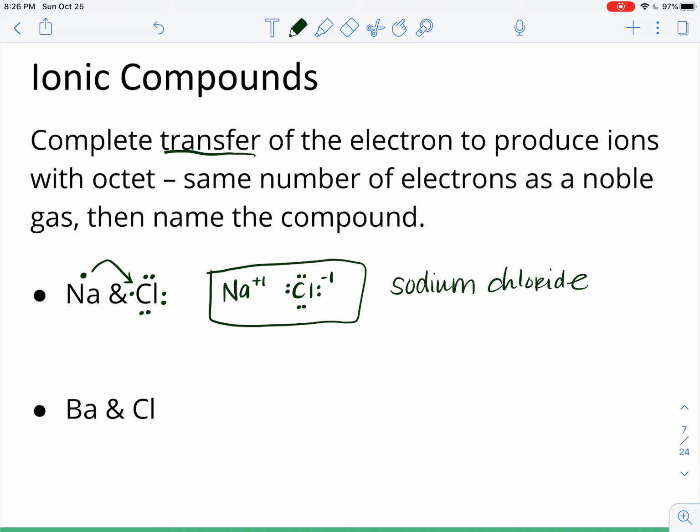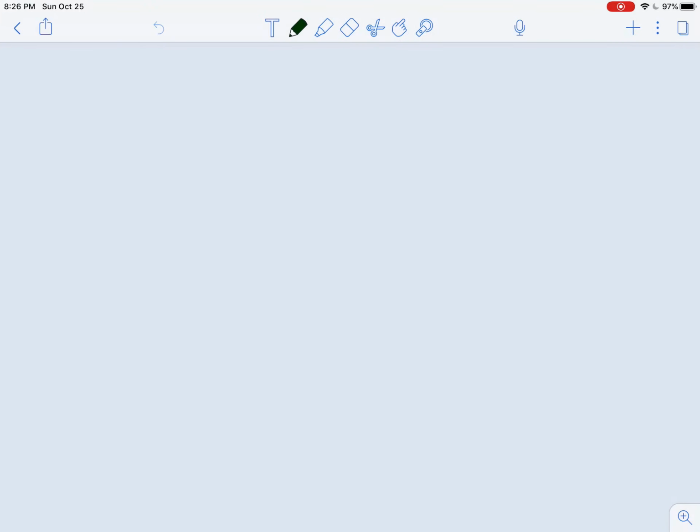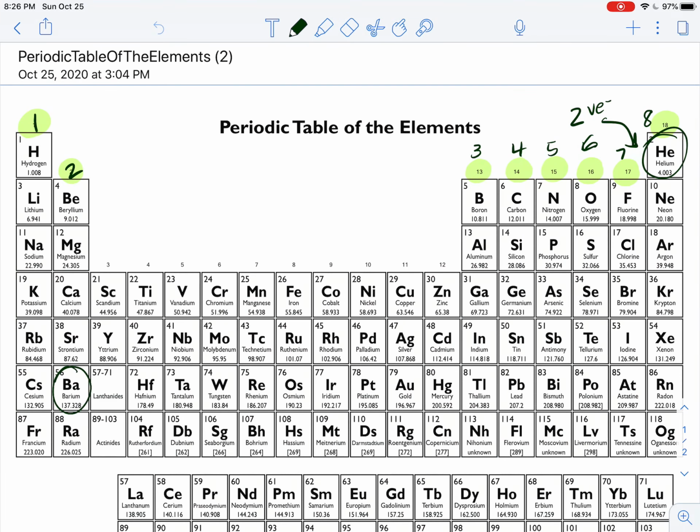All right, now the next compound. So we have barium and chlorine. So we're going to go ahead and draw our valence dots. So barium, just want to double check where that is on the periodic table. All right, we can see that it has 2 valence electrons. And then chlorine, so again, here has 7.